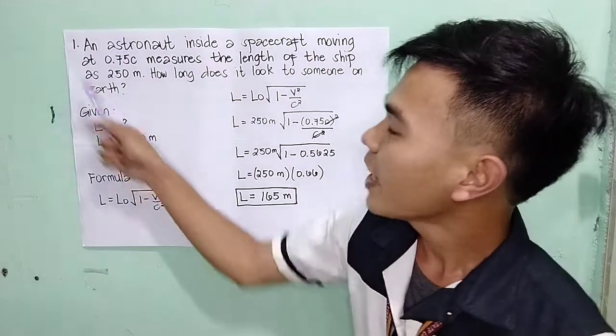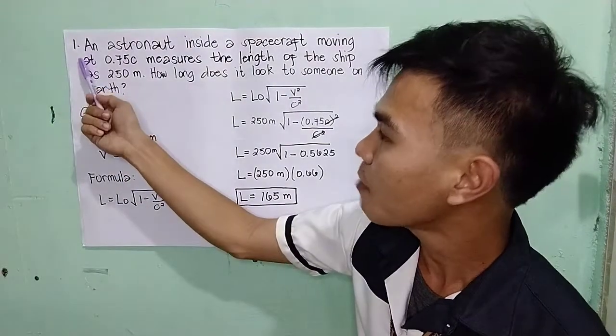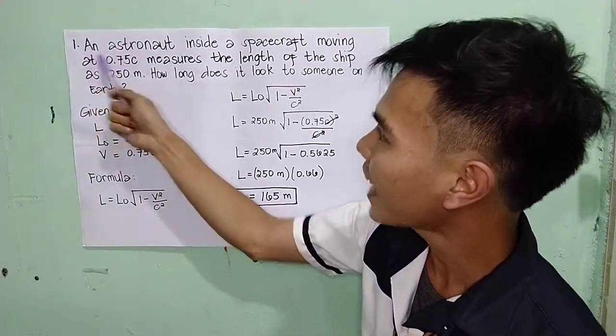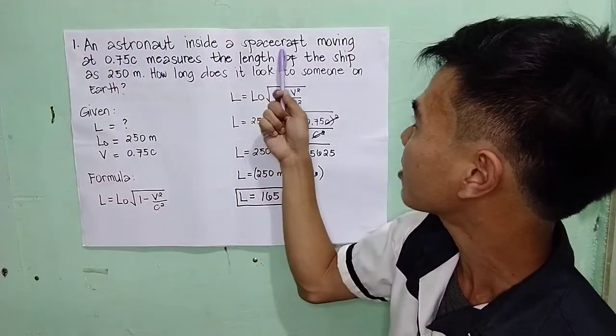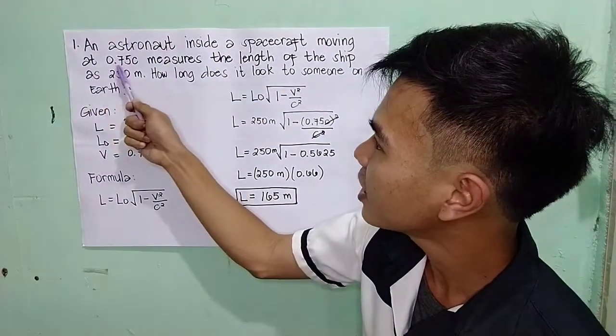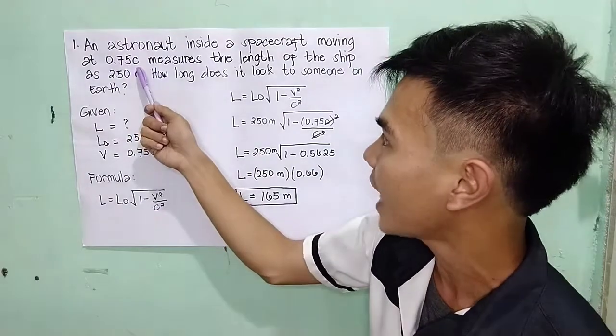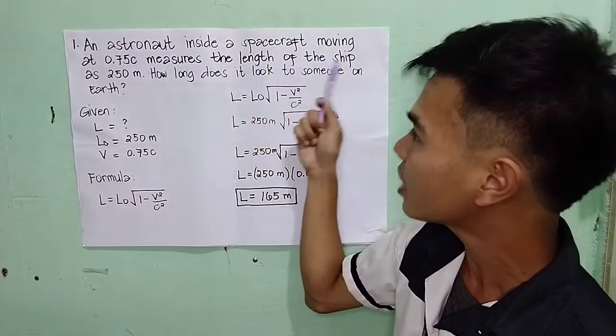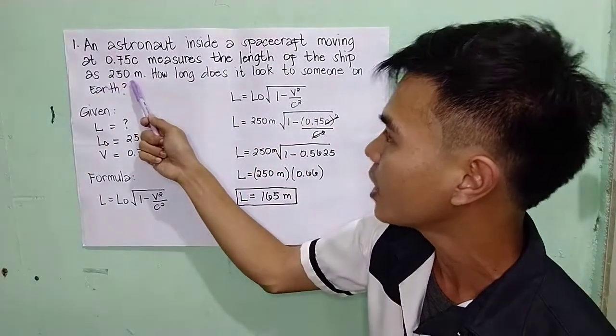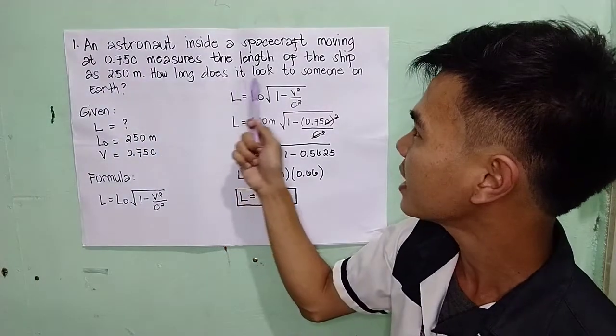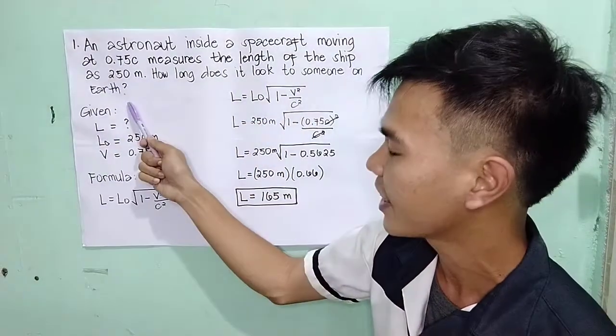I am going to discuss my solutions with regards to the two problems in length contraction. Our number one problem is: an astronaut inside a spacecraft moving at 0.75 the speed of light measures the length of the ship as 250 meters. How long does it look to someone on Earth?